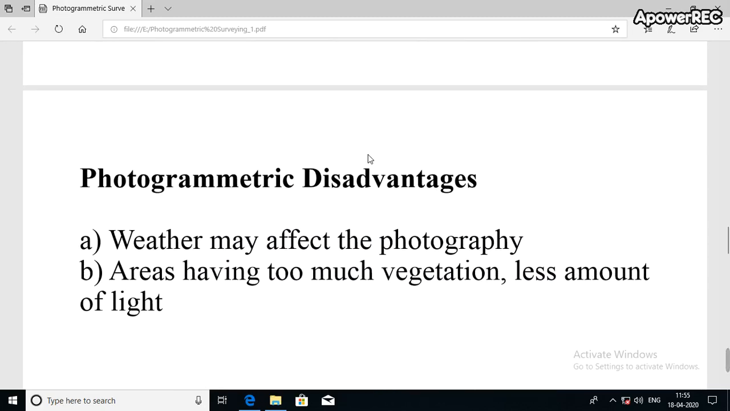Also, there are some disadvantages. Weather may affect photogrammetry, like clouds and rainfall. These weather conditions are unfavorable for photogrammetric surveying. Also, in areas having too much vegetation, the amount of light will be less, so photogrammetric surveying cannot be done in those areas. However, due to its low cost, speed and reliability, you can easily go for photogrammetric surveying.